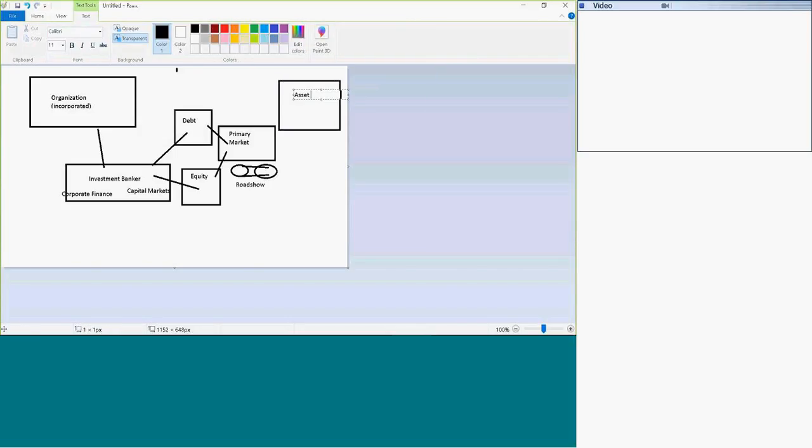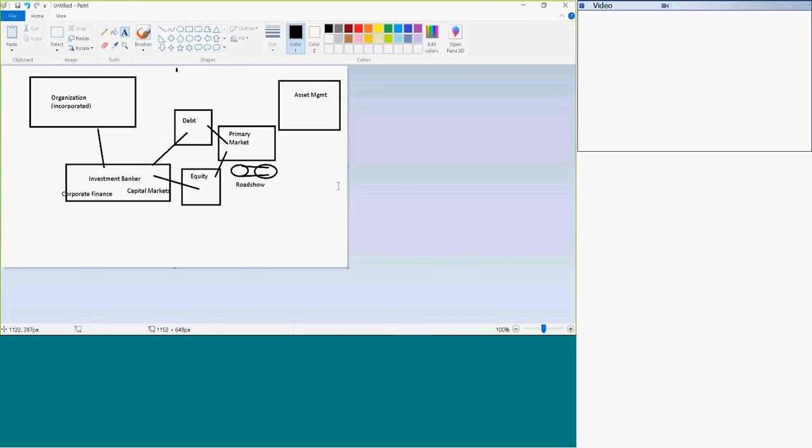Now in this case, I'm not going to differentiate between buy side and sell side. So again, sell side would be investment banks. Buy side would be Vanguard, mutual funds, it'd be Fidelity, all those types of places. So you have asset management firms.